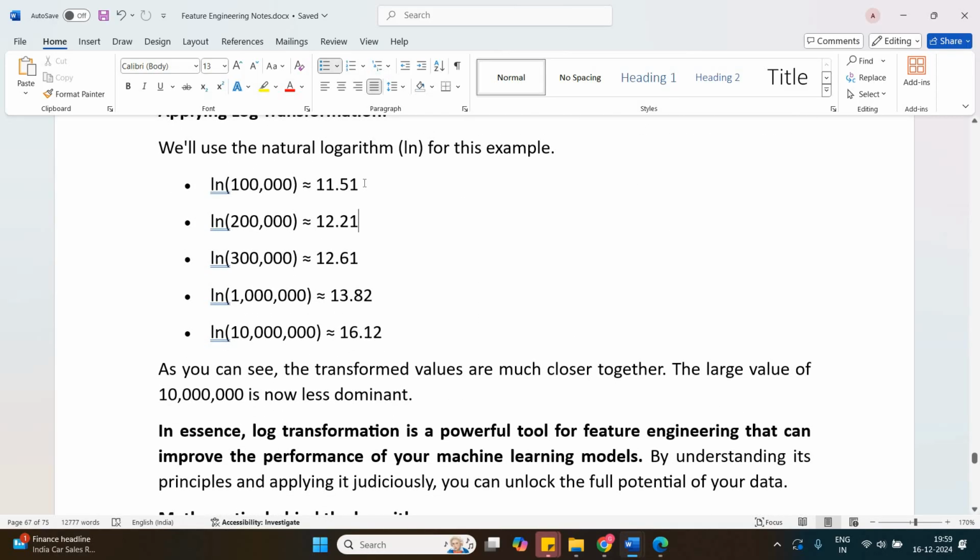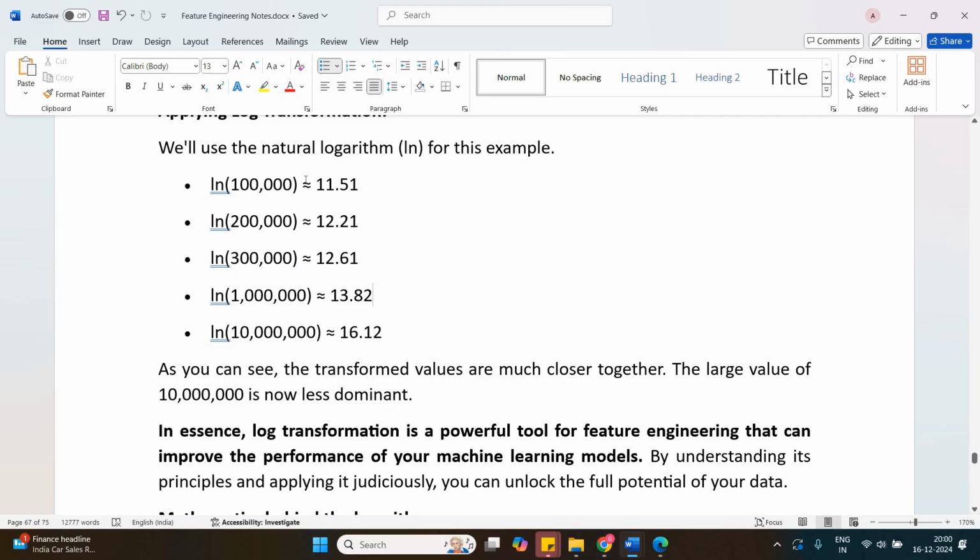The natural log has been applied. So 11.51, 12.21, 12.61, 13.82, and 16.12, this has been used. So you have seen that when I used base 10, here it was 5, here it was 10, here it was 15, right? But when the value increases, then it started diminishing, like it was only 6 for this value when I used base 10. But here they have taken the natural log. This example has taken the natural log.